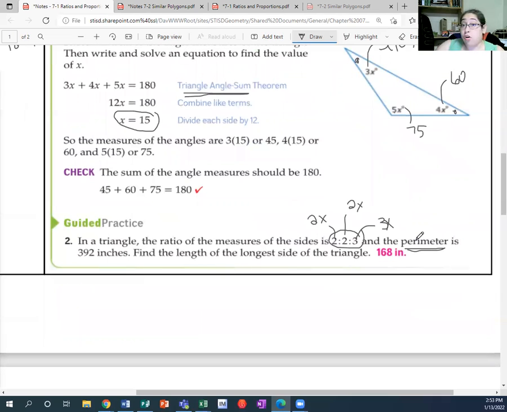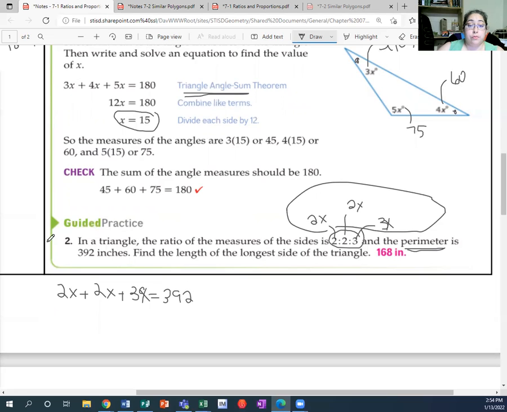And perimeter means add all the sides together. So I'm going to add these measures because these are the measures of the sides. So 2x plus 2x plus 3x equals the perimeter of 392 inches. And that's given to me in my word problem right here. Same process as before. I'm going to add these coefficients. 2 plus 2 plus 3 is 7. Which means that x is whatever I get when I take 392 and divide it by 7.